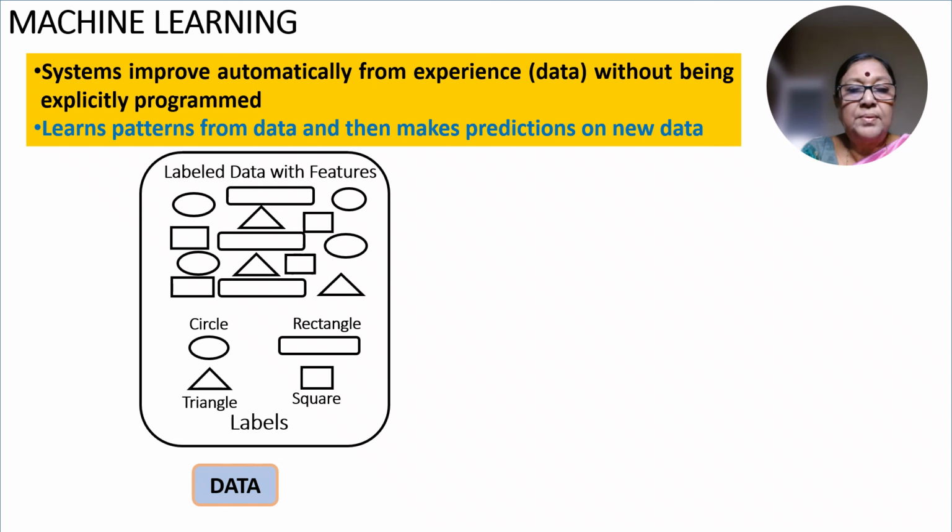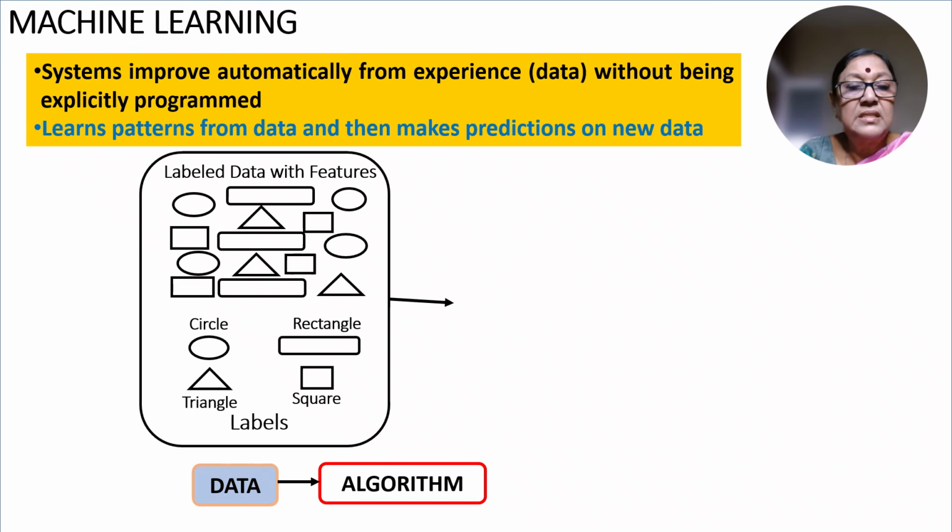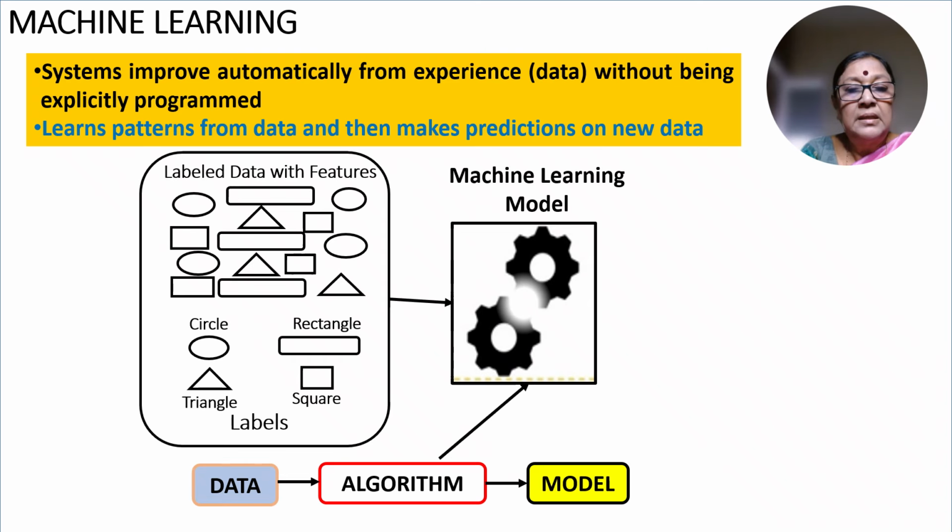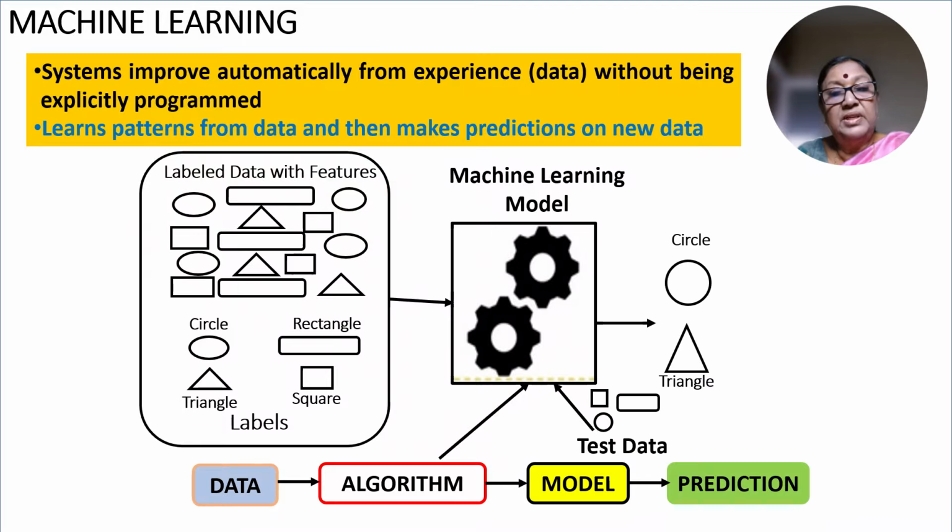So let's see an example. You have data. We are looking at shapes here. So you have rectangle, circle, triangle, square. Those are the labels, and you give it these images. Then you use an algorithm, and you can use different algorithms. It will create a machine learning model. And using this model, if you give it new data, test data, the original data is called training data. If you give it test data, it will make a prediction of whether the image you've given it, assuming it's an image, is a circle or a triangle.